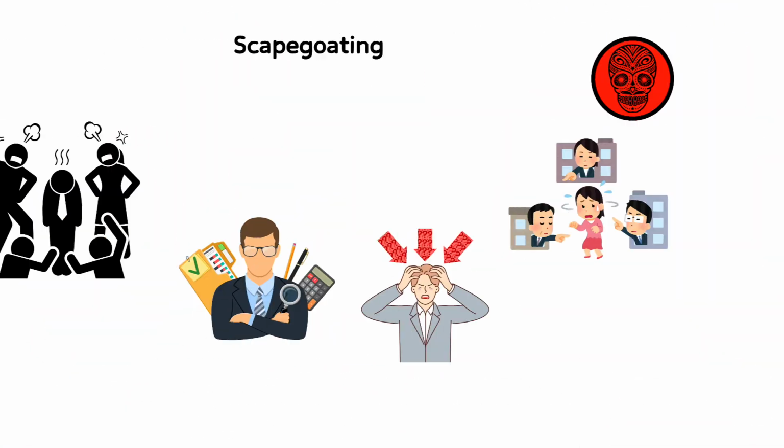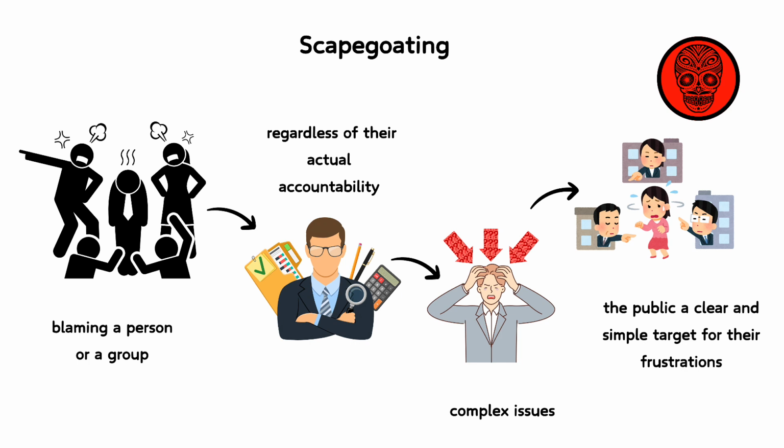Scapegoating. Scapegoating involves blaming a person or a group for a wide range of problems, regardless of their actual accountability. This technique diverts attention from more complex issues or the failures of those in power by offering the public a clear and simple target for their frustrations.